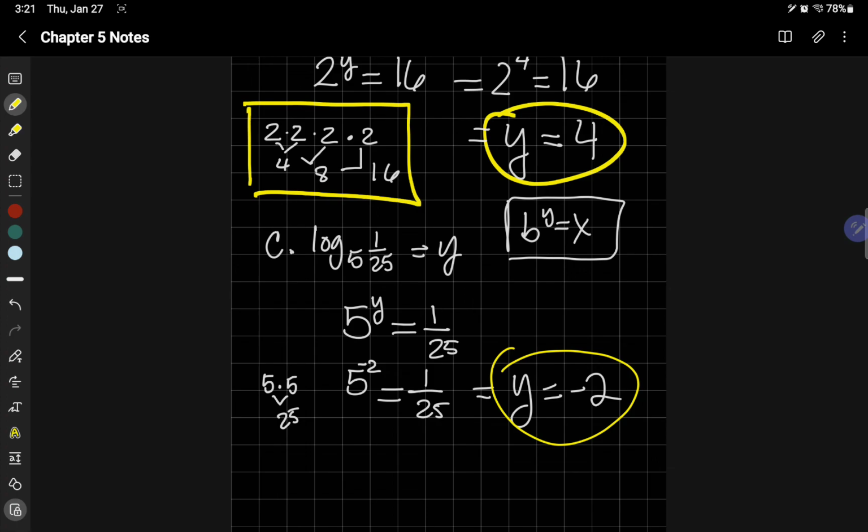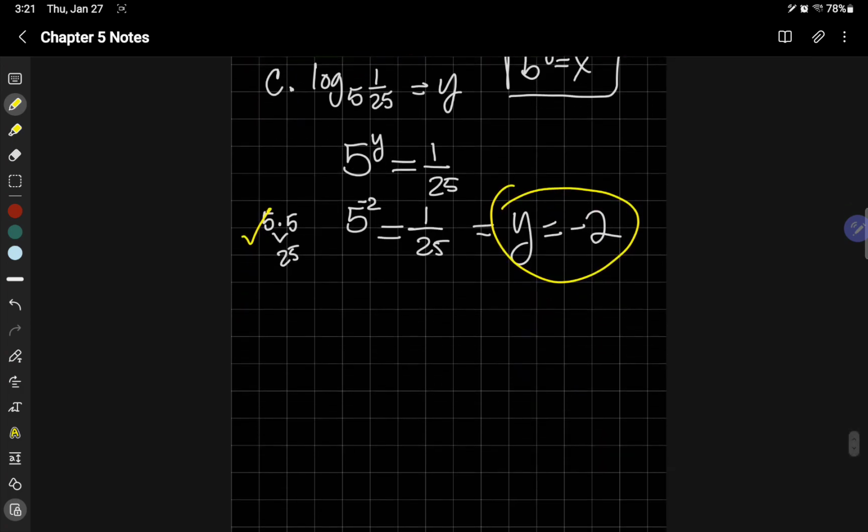Let's see. I got it correctly. And that's by checking my work. 5 times 5 is 25. Yay, going twice. Okay. Because 2 negatives give you a positive. Don't forget that.